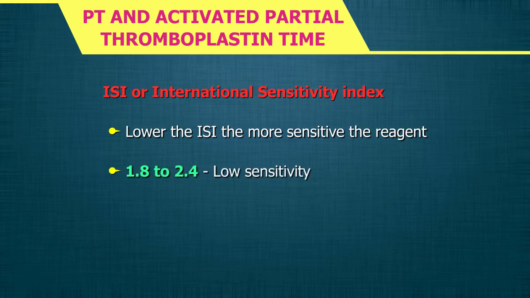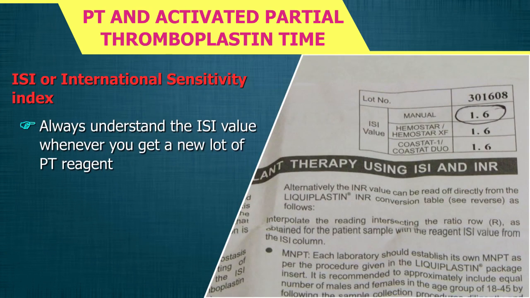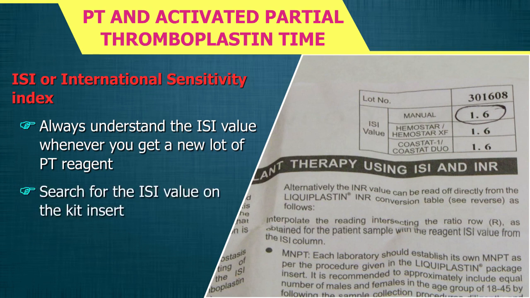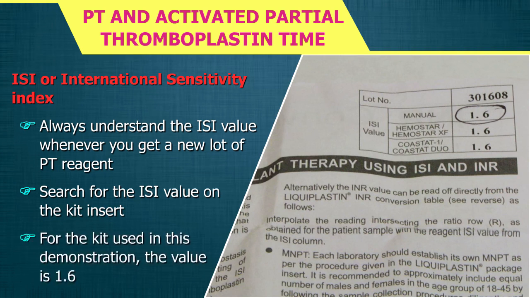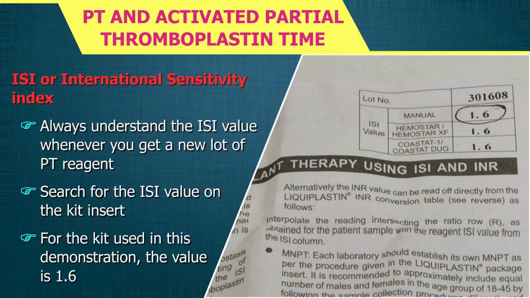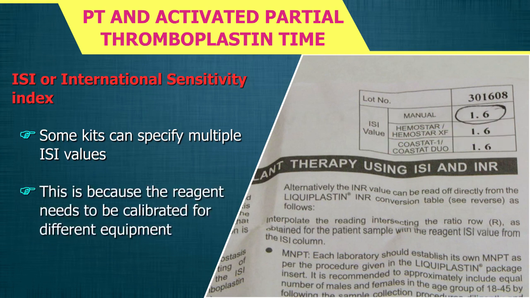The lower the ISI, the more sensitive the reagent. ISI value of 1.8 to 2.4 has low sensitivity. ISI value of 1.4 to 1.8 will have average sensitivity. An ISI 1.0 to 1.4 will have high sensitivity. Always understand the ISI value whenever you get a new lot of PT reagent. Search for the ISI value on the kit insert. For the kit used in this demonstration, the value is 1.6. Some kits can specify multiple ISI values. This is because the reagent needs to be calibrated for different equipments.